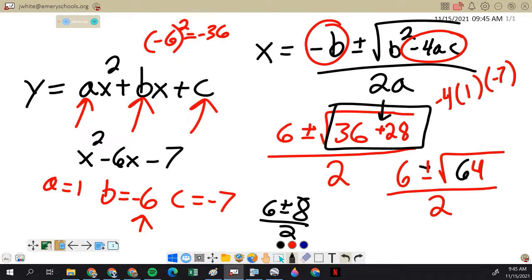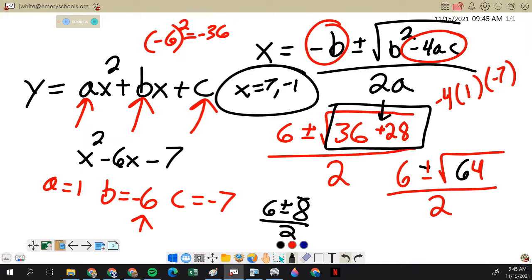And you have to do each one of those separately. 6 plus 8 would be 14. And 14 divided by 2 is 7. So x is equal to 7. And 6 minus 8, negative 2 divided by 2, negative 1. And what do you notice? Those are the same answers we got originally.